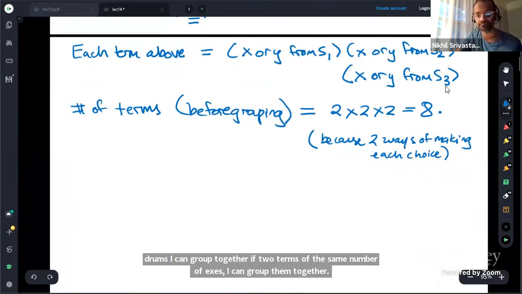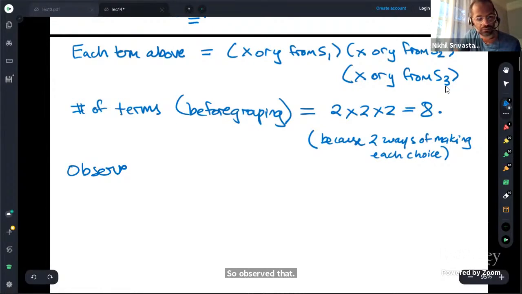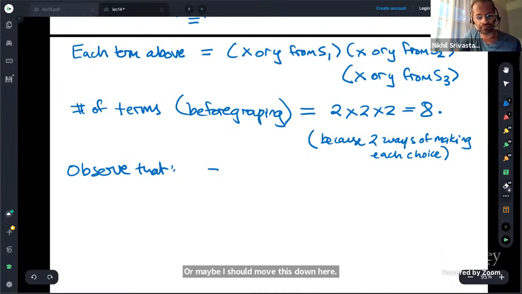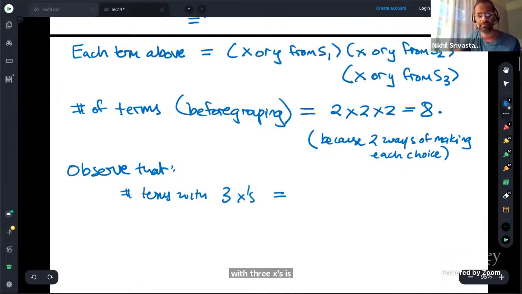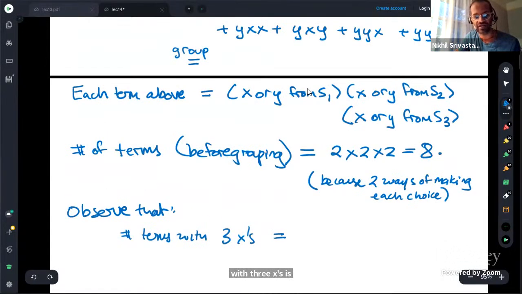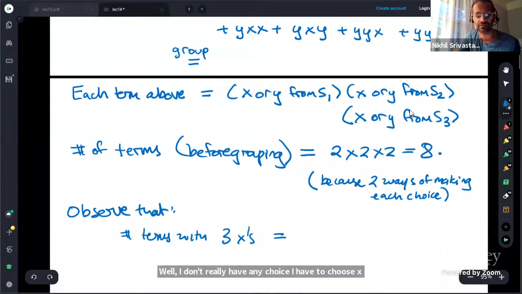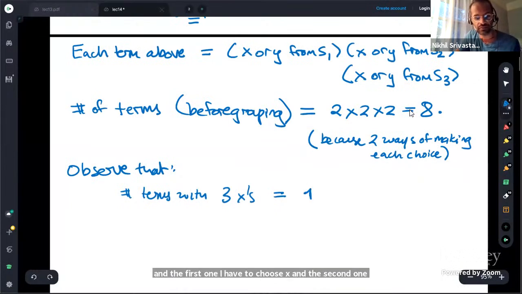So observe that the number of terms with 3 x's is, well, I don't really have any choice. I have to choose x in the first one, I have to choose x in the second one, and I have to choose x in the third one. So this is just 1.